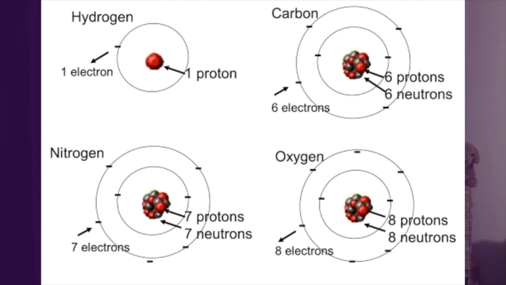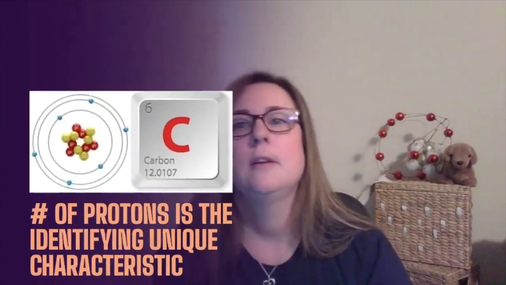So if you look here, we have hydrogen, carbon, nitrogen, oxygen. We now know, looking at them, we've gotten familiar. We know that those are all different kinds of atoms, even though they look a little bit different. You're going to find out next what it is exactly that makes them the unique atom that they are. So let's take a look at that.